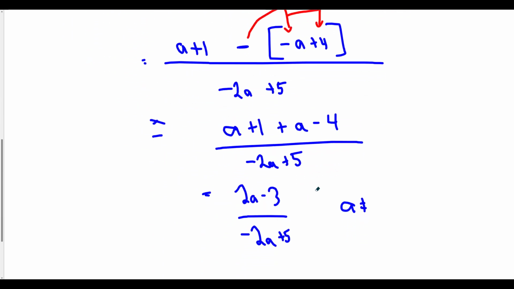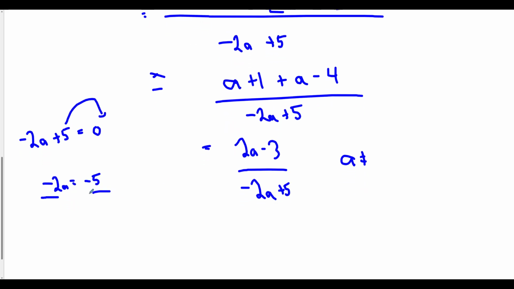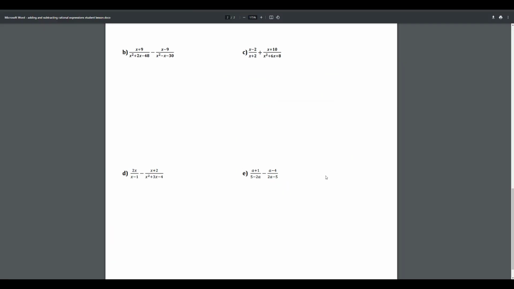And that's a bit hard to figure out, but I showed you a trick. -2a plus 5, make it equal to 0. Bring the 5 over. -2a is equal to -5. Divide both sides by -2. a is equal to 5 over 2, meaning a cannot equal 5 over 2. Because that value, 5 over 2, will make this denominator 0. So that is the full answer. There we have it. And yeah, I think we're done.